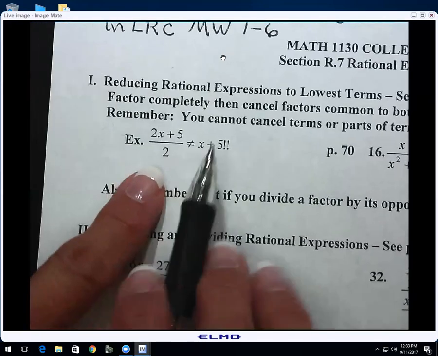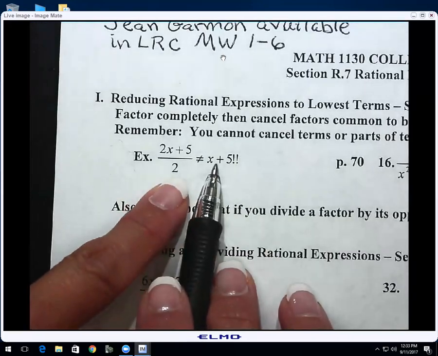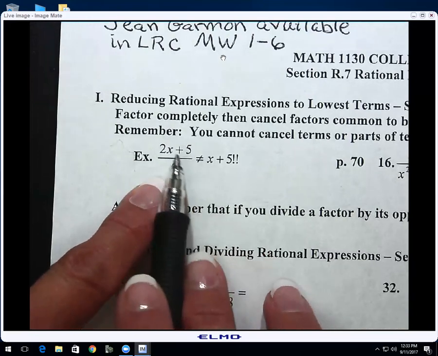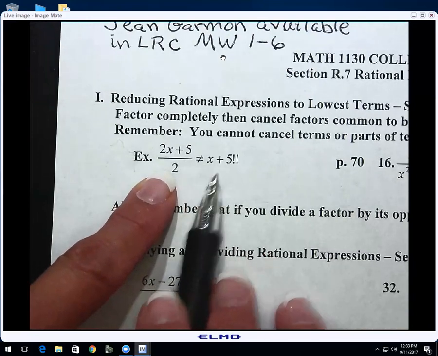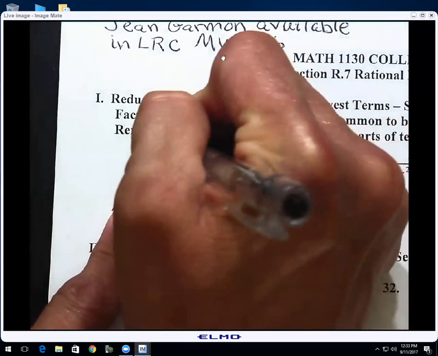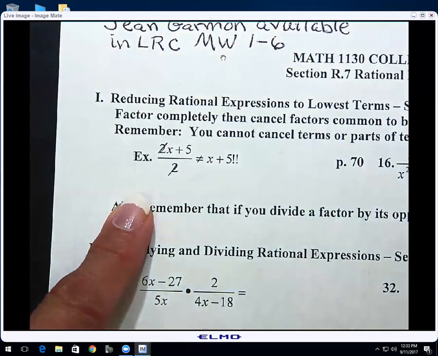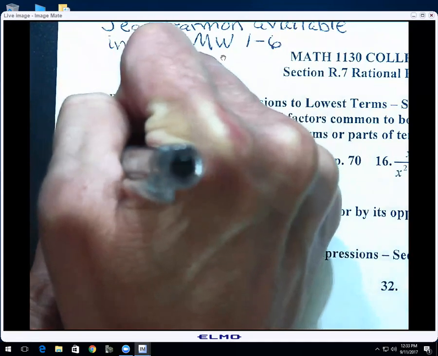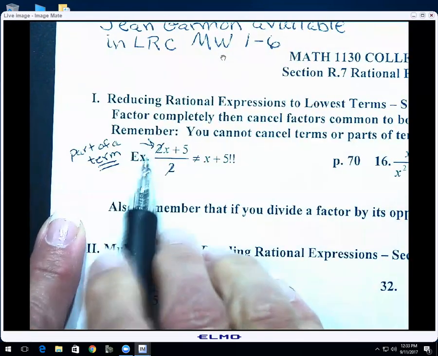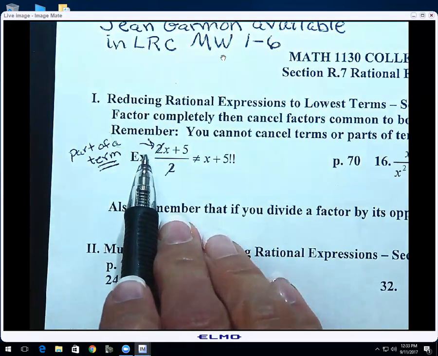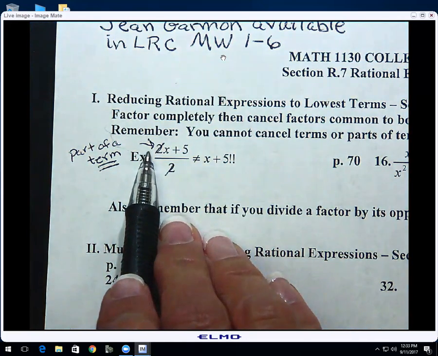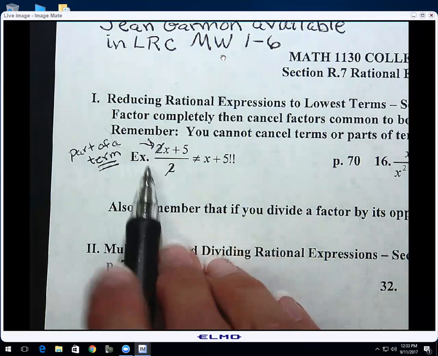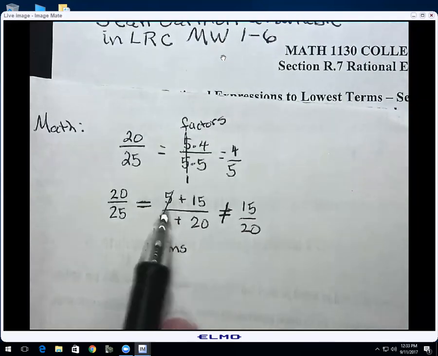I have an example of highly illegal canceling done in algebra right here. Those 2s are just screaming out, cancel me, cancel me. But the reason that you can't cancel those 2s is this 2 is part of a term. It's multiplied by x, but then it has a 5 added to it. That makes it part of a term, and you can't cancel those twos for the very same reasons that you can't cancel those fives.